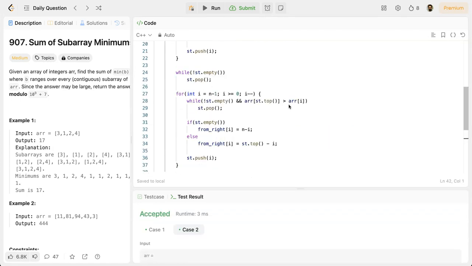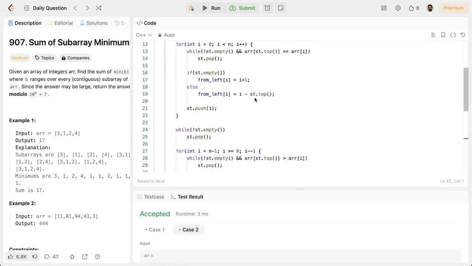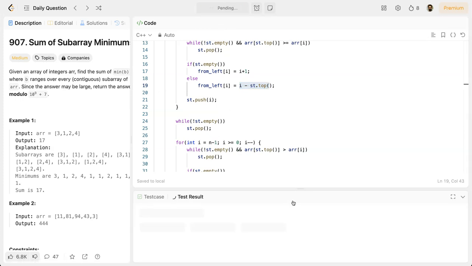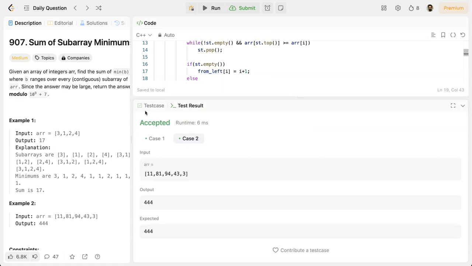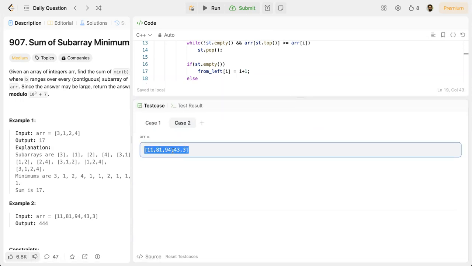Okay, so sorry, the problem is it's past midnight. I'm working on 10% of energy. So this should be i minus st.top. So let's see. This seems to be working. Let's have another test that is a little more complex.